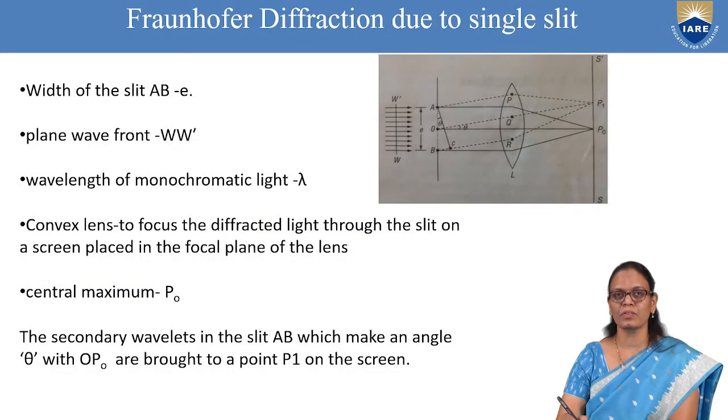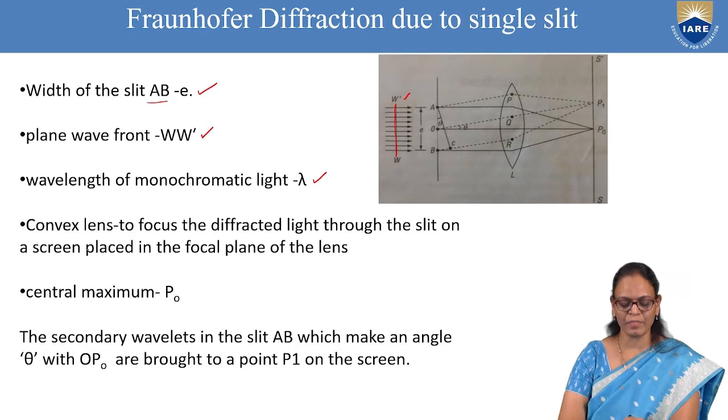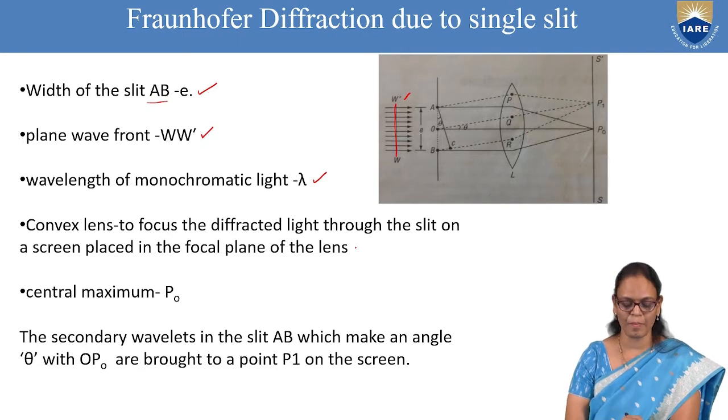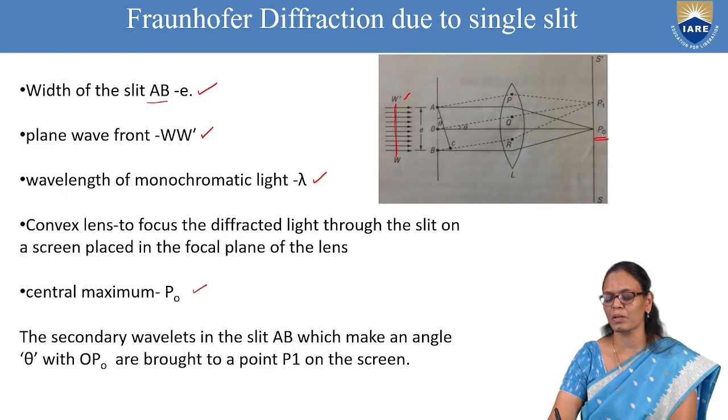Now let us see the notation. The width of the slit AB, we are denoting by small e. We are considering a plane wavefront, denoted by WW prime. And the wavelength of the monochromatic light we are using is lambda. We are using a convex lens to focus the diffracted light through the slit onto the screen. And the central maximum is P0. If you see here, P0 represents the central maximum.